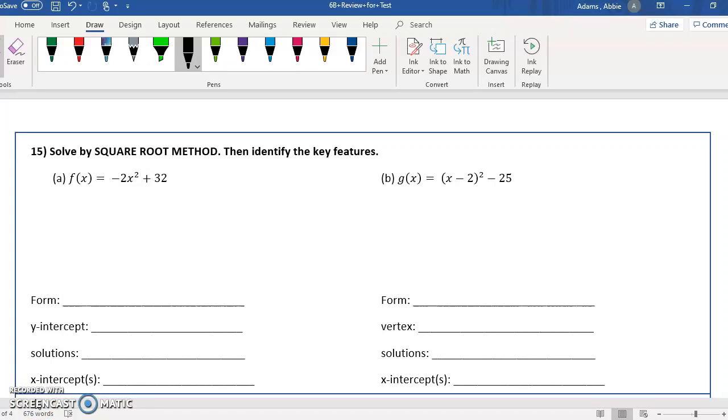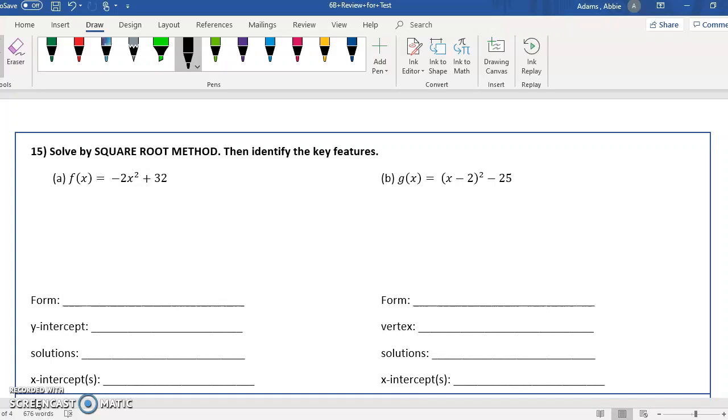We're now on to problem 15. We're going to solve by the square root method, and then we're going to identify the key features. So the square root method is where we're going to, if we can, take out any common factors, and then we're going to take the square root and solve for our x-intercepts.